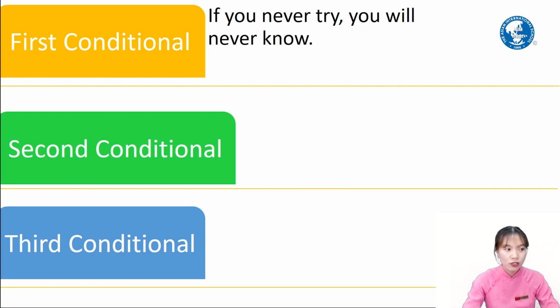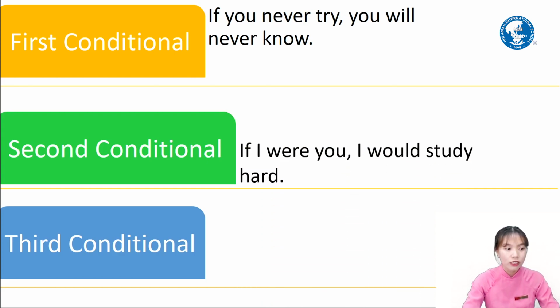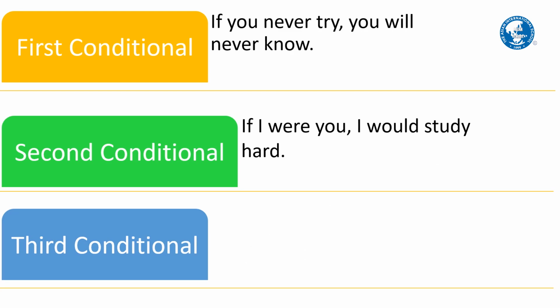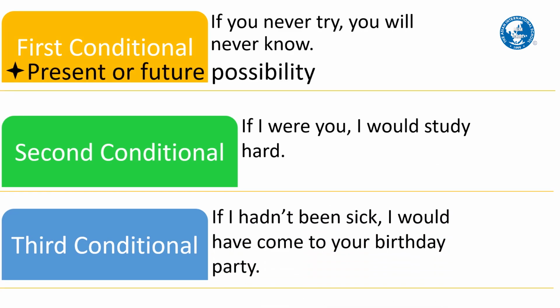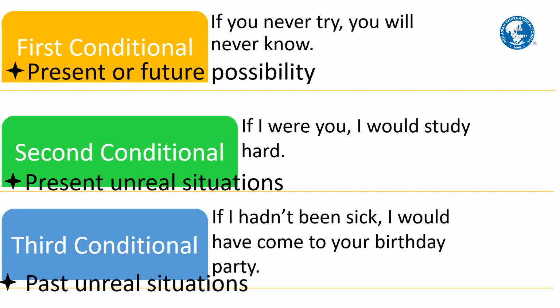We have just talked about the first conditional, the second conditional, and the third conditional. Remember, the first conditional tells us about the present or future possibility. And the second conditional tells us about the present unreal situations. And the third conditional tells us about the past unreal situations.